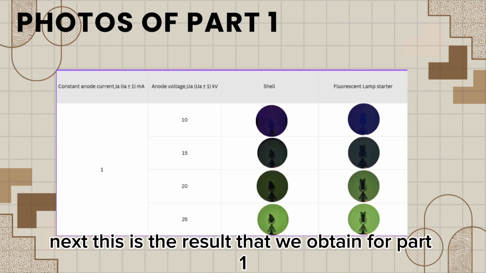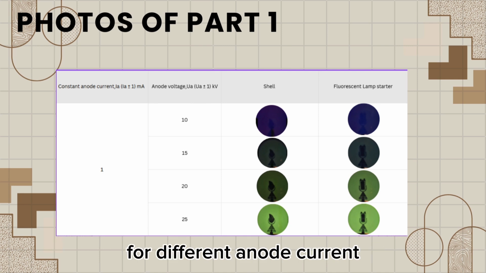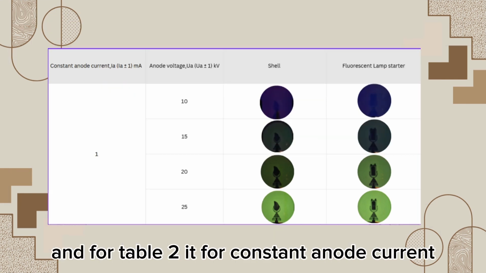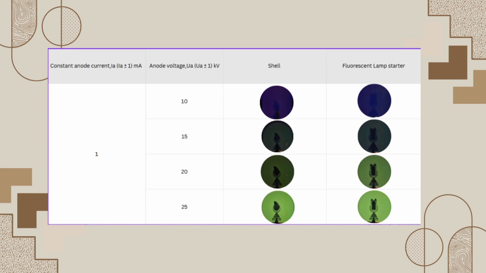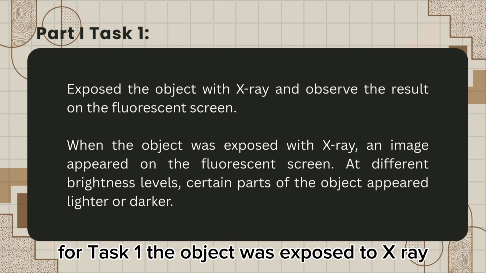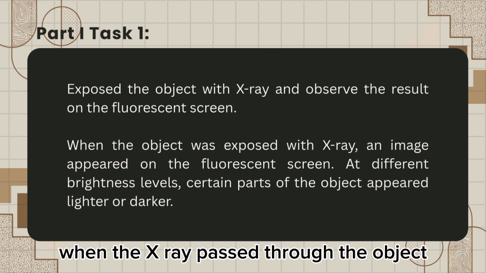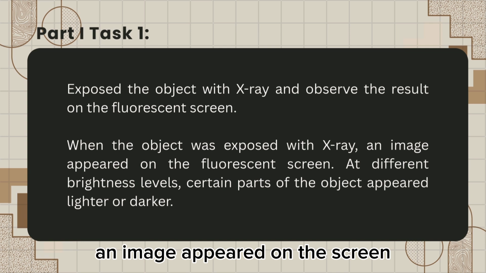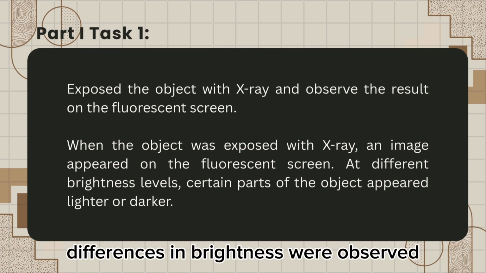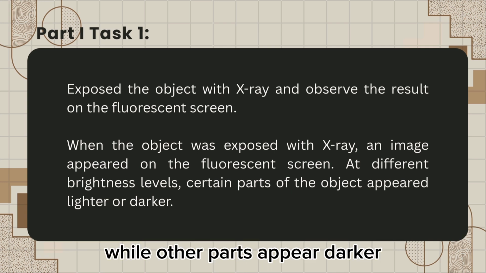Next, this is the result that we obtained for part 1. Table 1 is for constant anode voltage with different anode current, and table 2 is for constant anode current but different anode voltage. Next, we move to task 1 for part 1. For task 1, the object was exposed to X-ray and the resulting image was observed on the fluorescent screen. When the X-ray passed through the object, an image appeared on the screen. Differences in brightness were observed across the image, where some parts appear brighter while other parts appear darker.